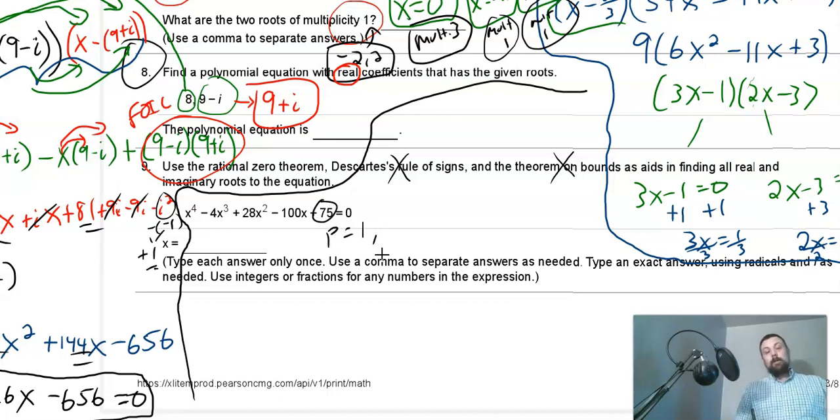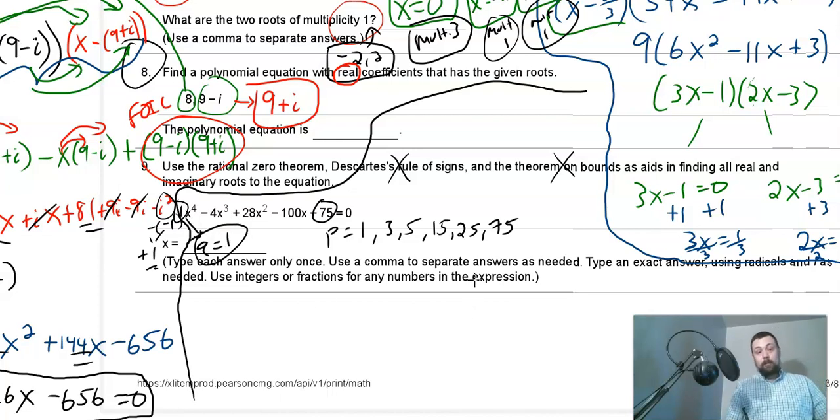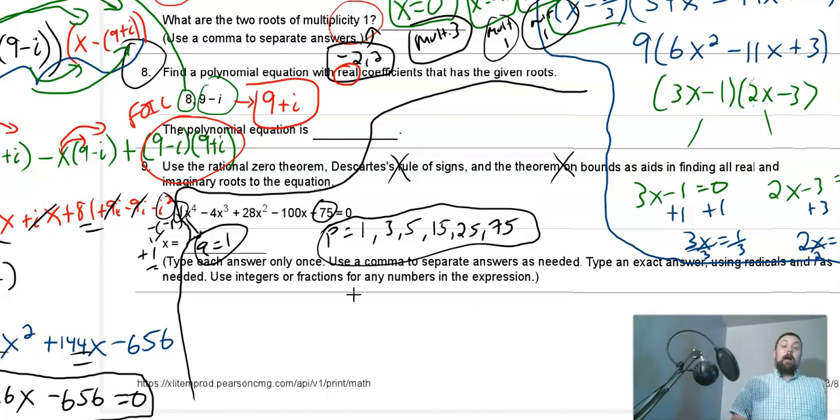What are the factors of 75? Well, 1, 3, 5. What works after this? I guess 15. Like 6, 7, 8, 9, 10. I don't think any of those work, so I think it's just going to be 15, 25, and 75. Pretty sure that's it. Now, what's nice about this problem is Q is a factor of the leading coefficient, and that's just a 1. So that's all Q can equal.